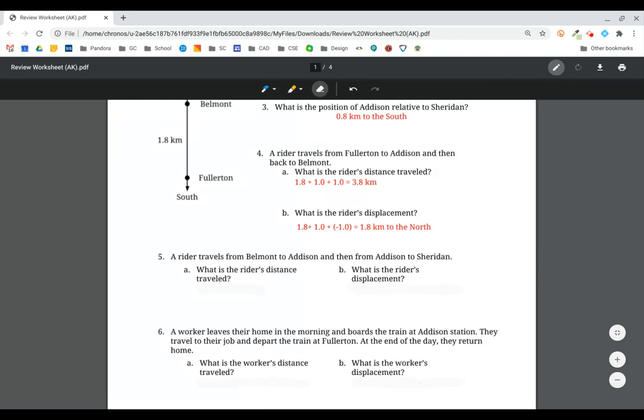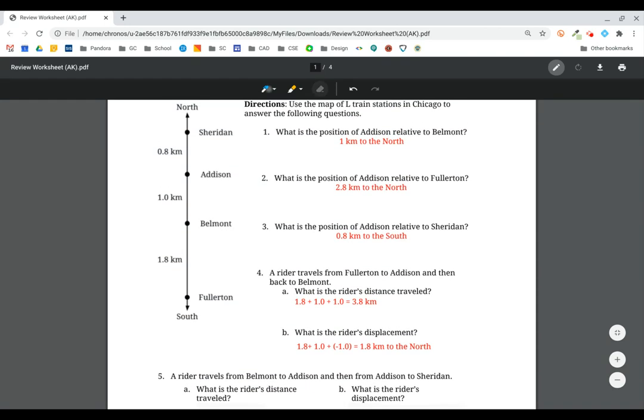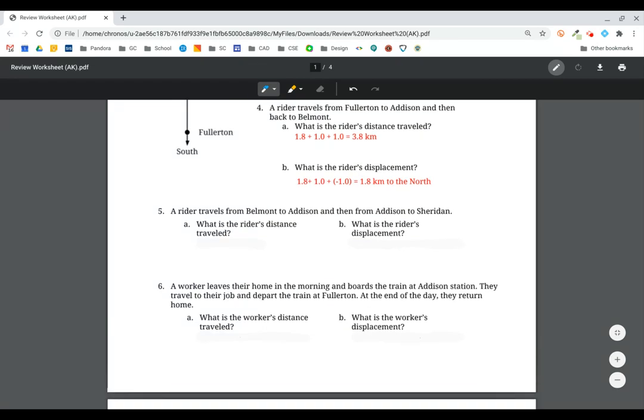5 asks about a rider going from Belmont to Addison and then from Addison to Sheridan. And so if we look back at the map real quick, we'll see that these trips are both to the north. They don't do any backtracking. And therefore, you'll see that their distance and their displacement are the same magnitude, but the displacement has a direction because displacements always have directions. But since there's no backtracking, the size of the numbers is exactly the same.